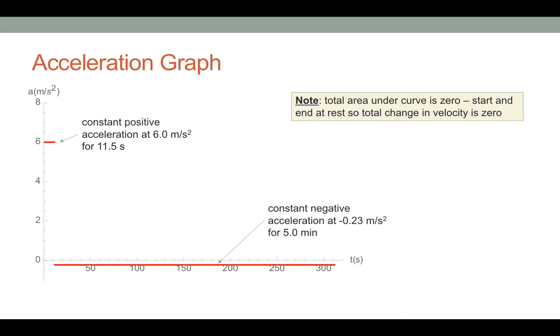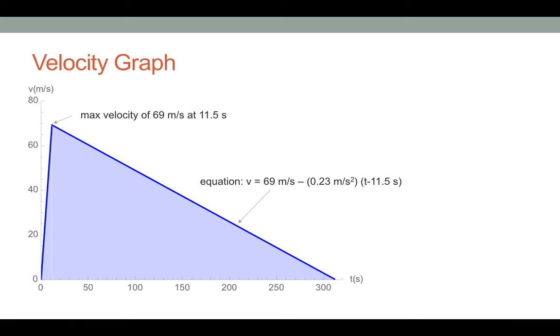Now, given these two accelerations, we can now draw the velocity graph. Here we have it accelerating at a constant rate to the maximum speed, which is 69, and this is the slow deceleration back down to 0. And next question, of course, is what does the area right here under this graph mean? Again, a little question will pop up, and I want you to tell me what that area means.